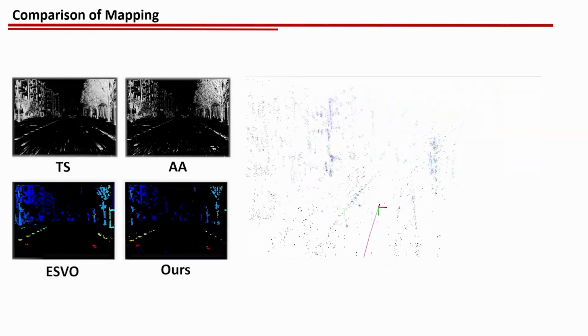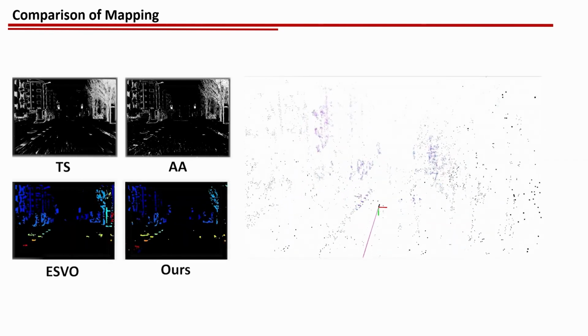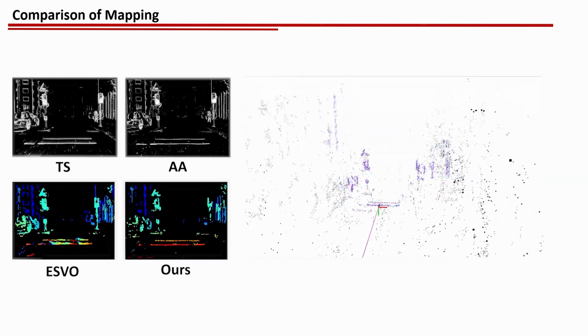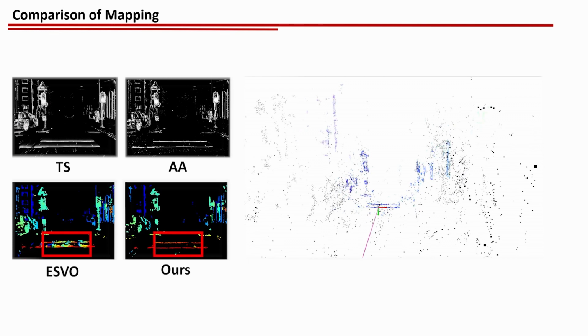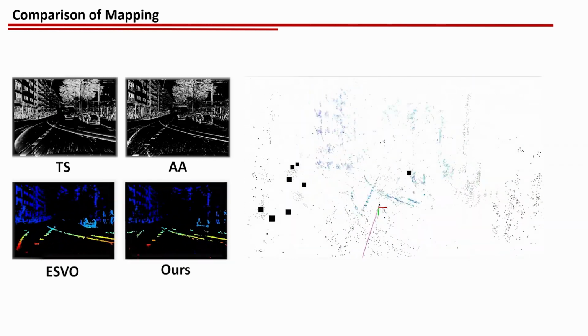We compare our mapping results against those of the original ESVO pipeline. Our results achieve better performance in terms of reconstruction completeness and local depth smoothness. In the results of ESVO, we observe that the horizontal structures are either missing or estimated inaccurately due to the aperture problem. This issue is resolved through the proposed temporal stereo operation and a further depth merging process in our work.